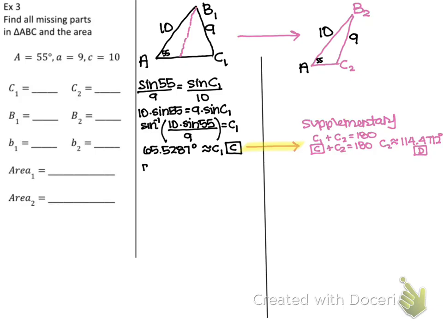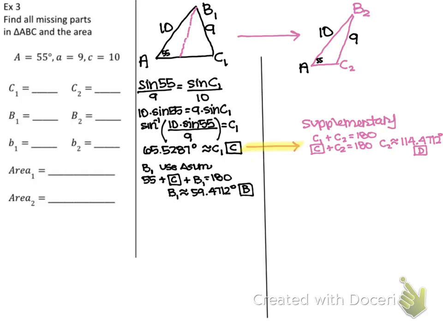So I'm just going to do triangle sum. Remember, this is going to be 55 plus angle C. I'm on this side, so make sure I use that button. Plus B1 is going to be equal to 180 degrees. Okay, I ended up with B1 is approximately 59.4712 degrees. I am going to store that as B.